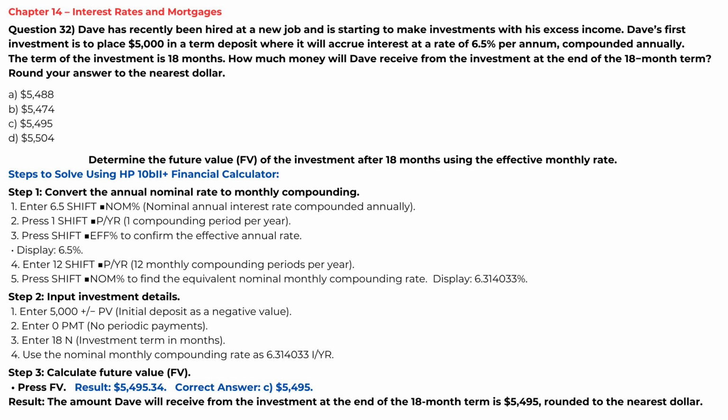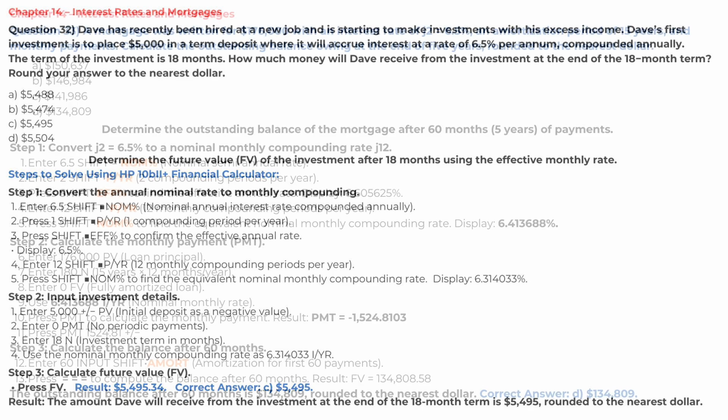Step 2. Input investment details. Enter 5,000, plus/minus sign, and press PV, initial deposit as a negative value. Enter 0 PMT, no periodic payments. Enter 18 N, investment term in months. Step 3. Determine the future value, FV. Press FV. Result: $5,495.338081. Correct answer C, $5,495. The amount Dave will receive from the investment at the end of the 18-month term is $5,495, rounded to the nearest dollar. Question 33.